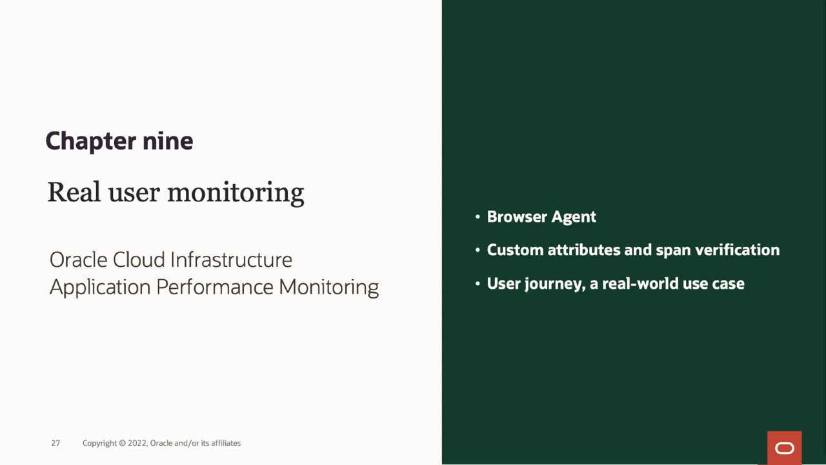This is chapter 9, Real User Monitoring. The real user monitoring refers to APM capabilities which are related to the client-side data. In this chapter, I will talk about the APM browser agent, which is the core of the real user monitoring, and demonstrate a real-world use case analyzing the customer journey.